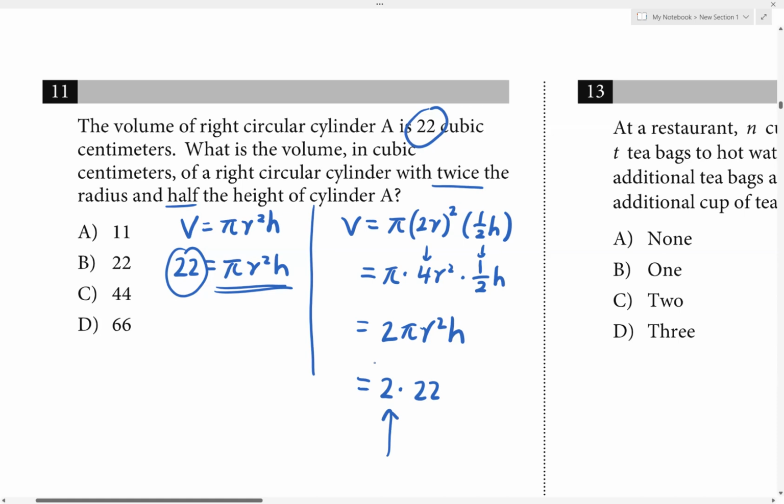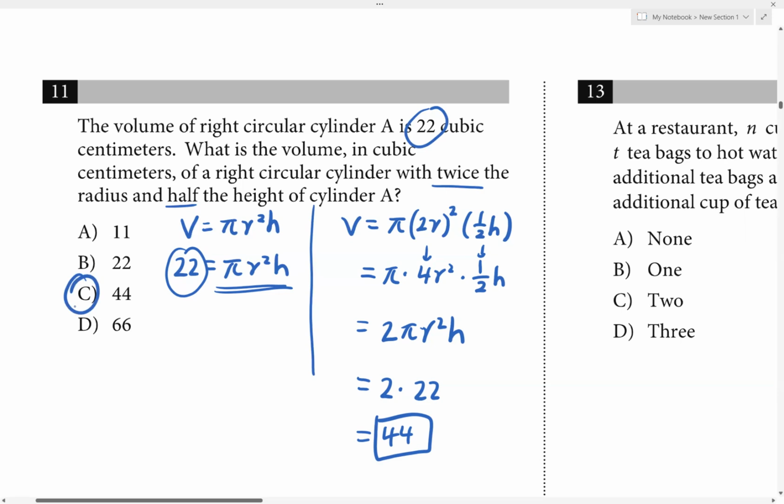Okay, the overall volume will be double because the radius is doubled, so it'll be 4 times the volume, and then the height is half, so we reduce it by half, so overall the change will be 2 times. So the radius has a bigger effect because the radius is squared. So we solve this, 2 times 22 is 44. That should be the new volume after we make the change, which is letter C for question 11.